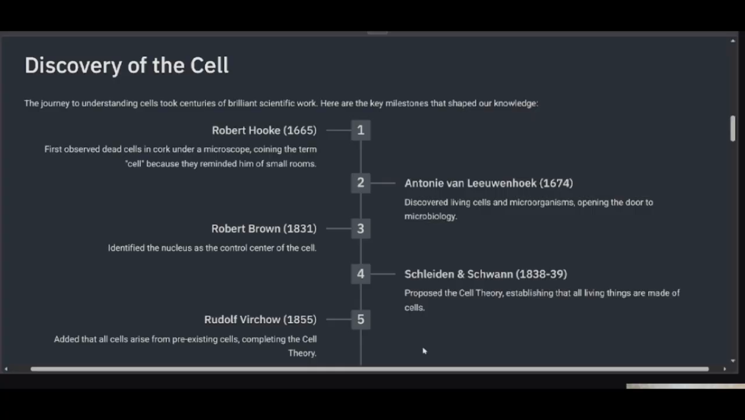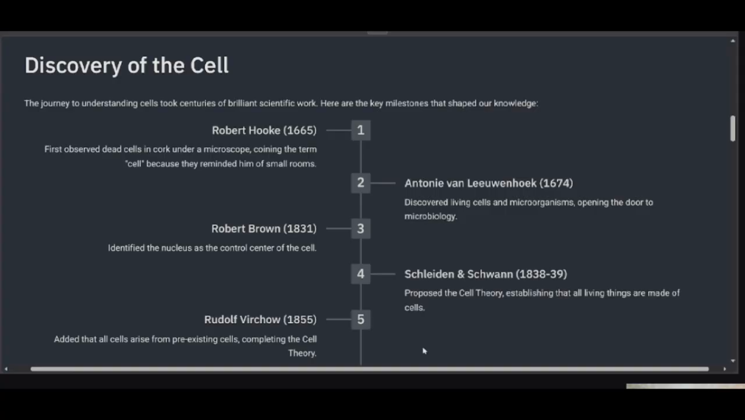After that, in 1674, Anton van Leeuwenhoek discovered living cells in the pond, opening the door to microbiology. Okay, father of biology, who is called that? Comment down in the comment section. And after 1674, in the year 1831, Robert Brown identified the nucleus as the center of the cell.